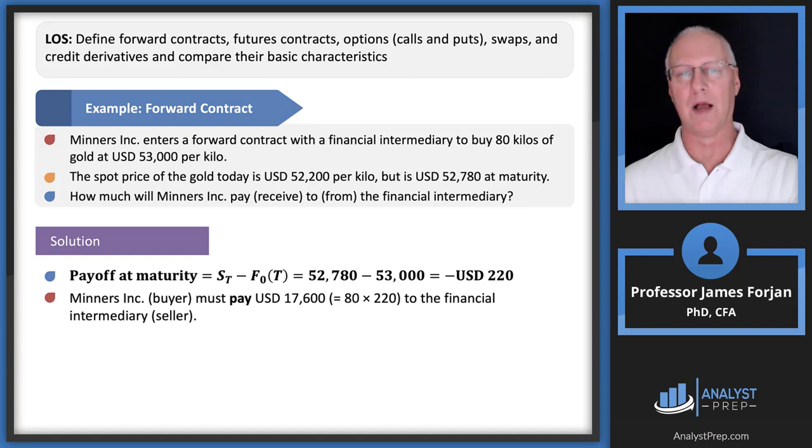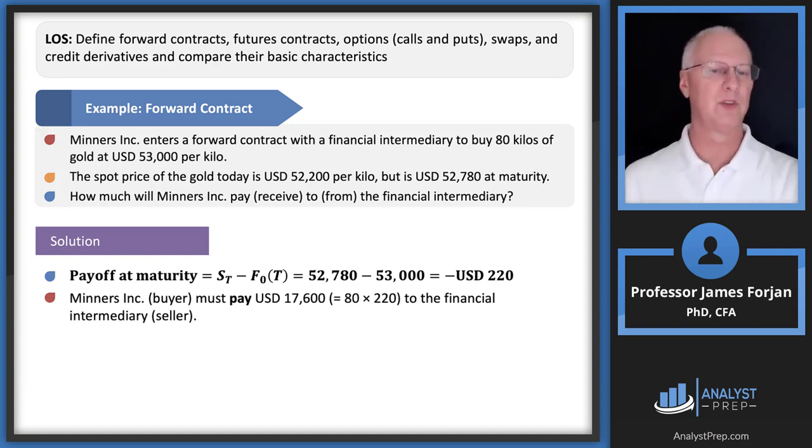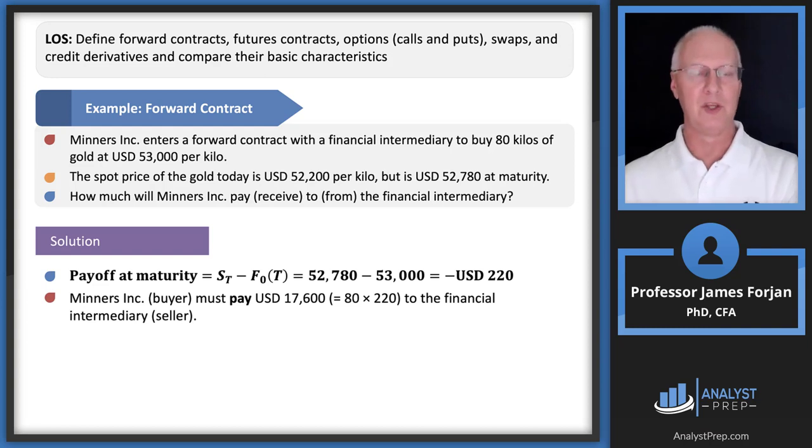You're Minners, right? I'm the seller of the contract. You were long. You were hoping the price went up to, say, $55,000 per kilo. And if that would have been the case, then I would have had to pay you $2,000.